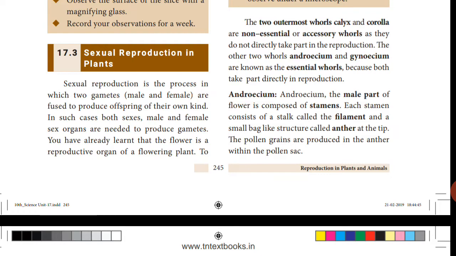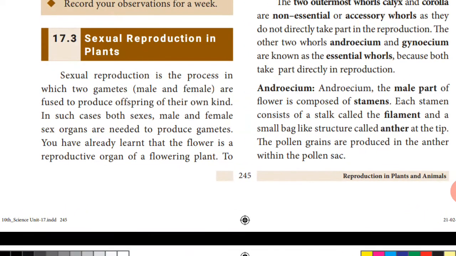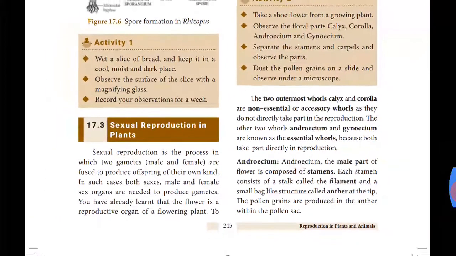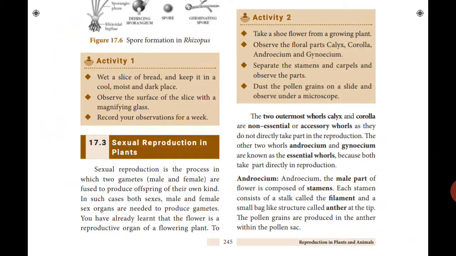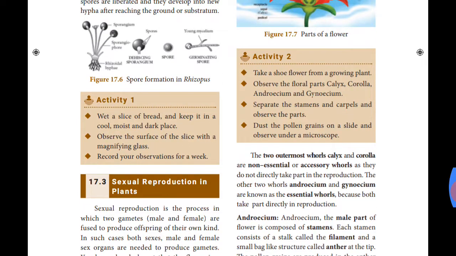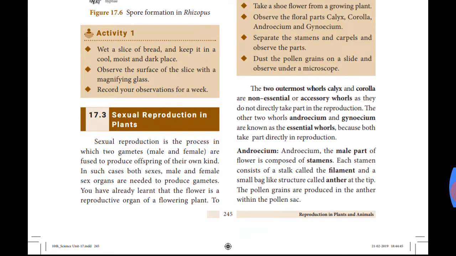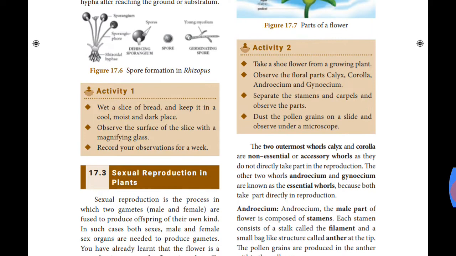Today we have to learn about sexual reproduction. We already know that in sexual reproduction two parents are involved, male and female. The union of male and female gametes produces the young one. That is called sexual reproduction. So in plants also, it needs two gametes, male and female gametes.